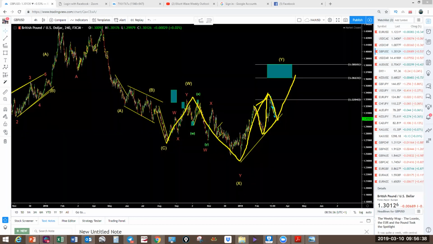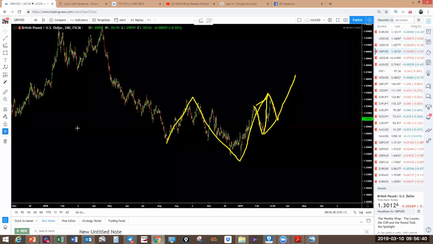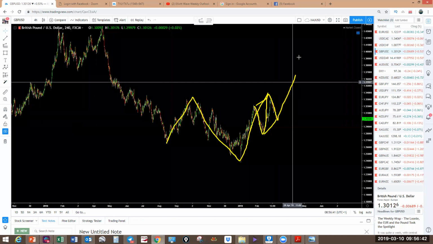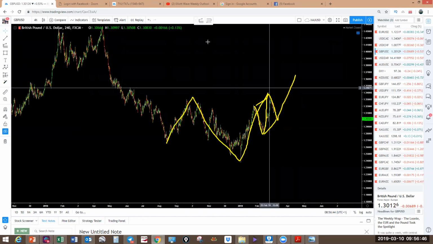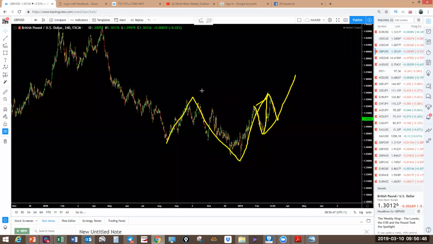Okay, so let's switch this off. Now I'm going to show you those two alternatives. So if this plays out as a running flat, we are invalidating this as a running flat. So this is a running flat there. And if we get this one start pushing higher from current levels, because the euro is looking rather strong against the dollar, so the pound may be a little bit stronger against the dollar as well. So we're going to be looking at this one.